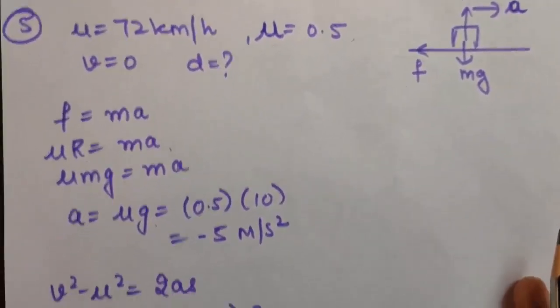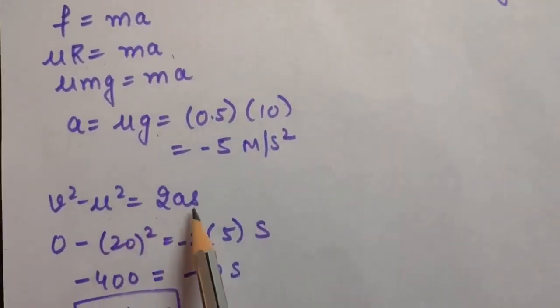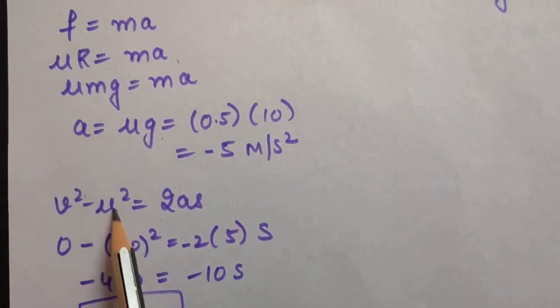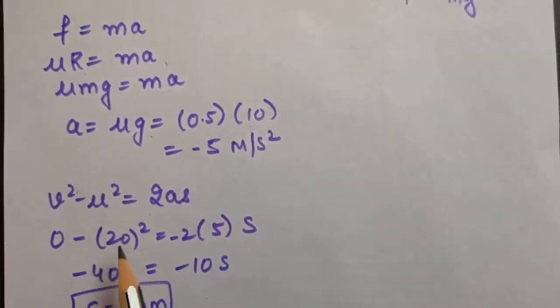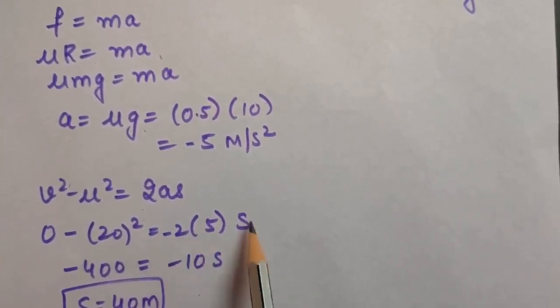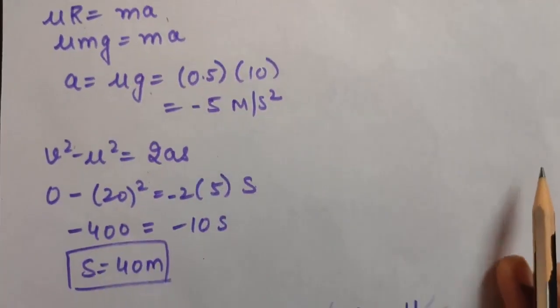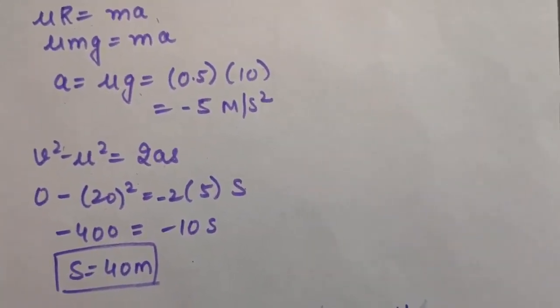Okay, so now using the equation v square minus u square is equal to 2as. v is 0, u is given to be 72 km per hour, so I have just converted it into meter per second, that will be 20, whole square is equal to 2as. So from here calculate s, that will come to be 40 meters. So this is the shortest distance traveled by the car.